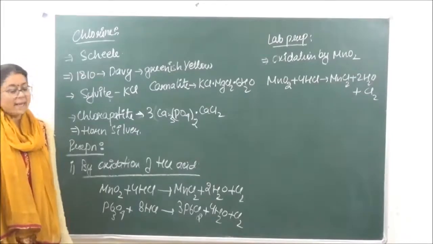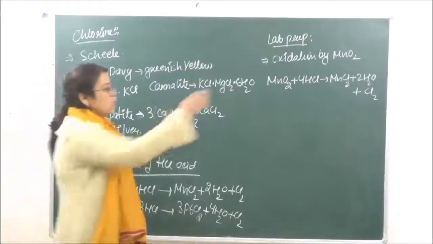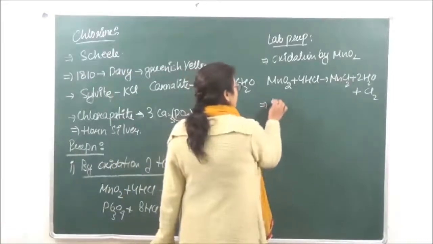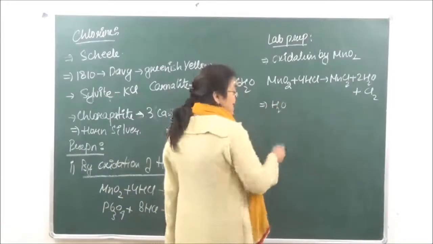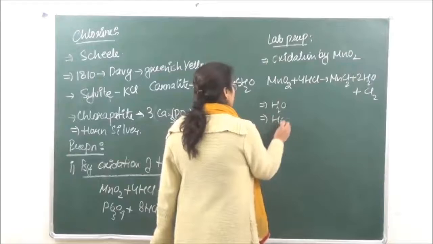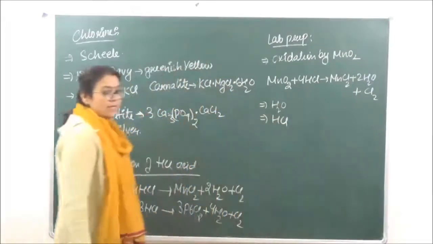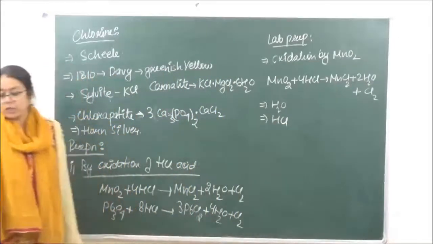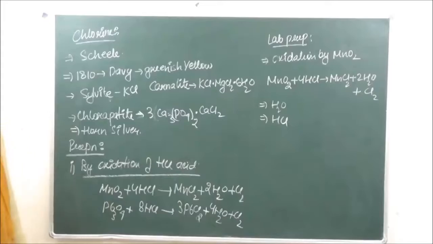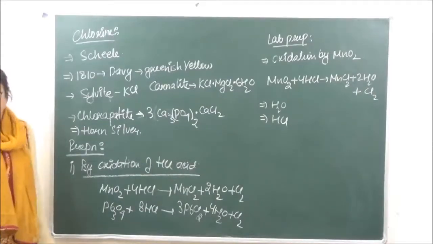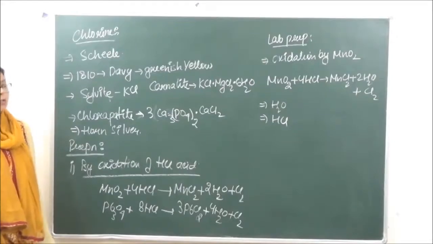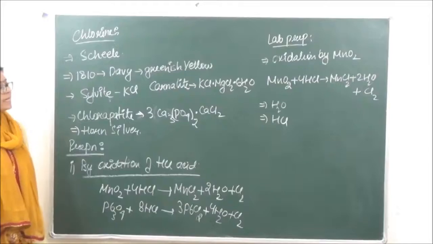Okay? Now this is contaminated with two things. One, it is contaminated with water, and the second contamination is due to HCl. So these are the two impurities which are going to be present. Now how do we remove these impurities? The gas which is evolved is first passed through water. So when we pass it through water, it is going to remove the HCl gas.